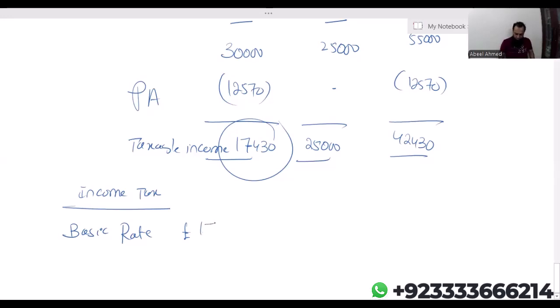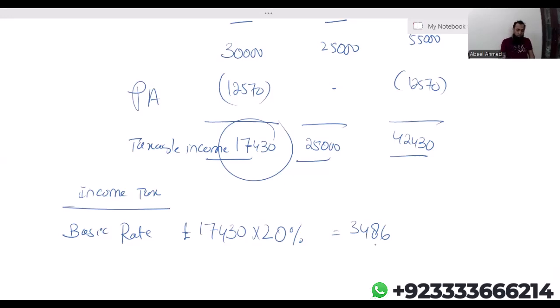Let's apply 17,430 into 20%. I'm getting 3,486. Now great. We have dealt with non-saving income. Now we'll move to saving income. Before applying any tax rate on the saving income, we have to first decide individual tax paying status.